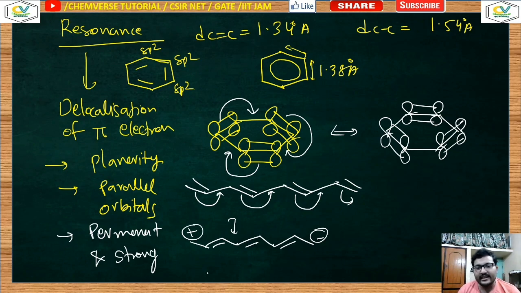So what you can see is that as long as the conjugation is present, the resonating effect is shown, and there is no question of a diminishing or decreasing effect. Clear? So resonance is a permanent and strong effect. It is a very strong effect.